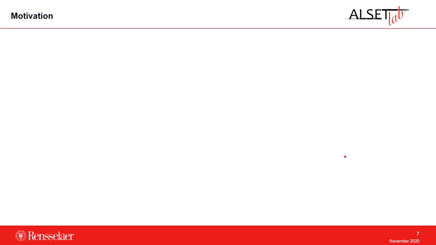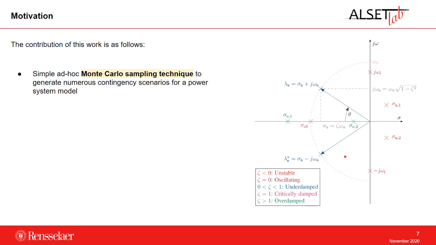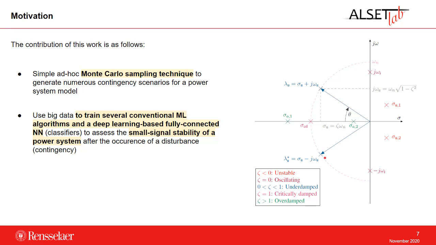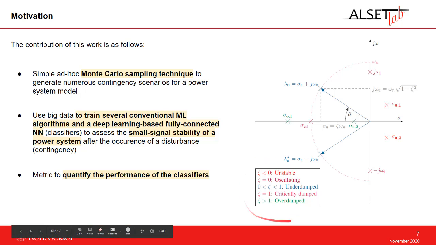So the contribution of this work is threefold. We introduce an ad hoc Monte Carlo sampling technique to generate contingency scenarios for a power system model. Then the data generated by this massive contingency simulation will be used to train several conventional machine learning algorithms and a neural network to assess the small signal stability of a power system. And then we propose a metric to quantify the performance of the classifiers and see whether there is a gain or not of substituting this domain-specific rule based on the damping ratio that we observe here on the right by a machine learning module.